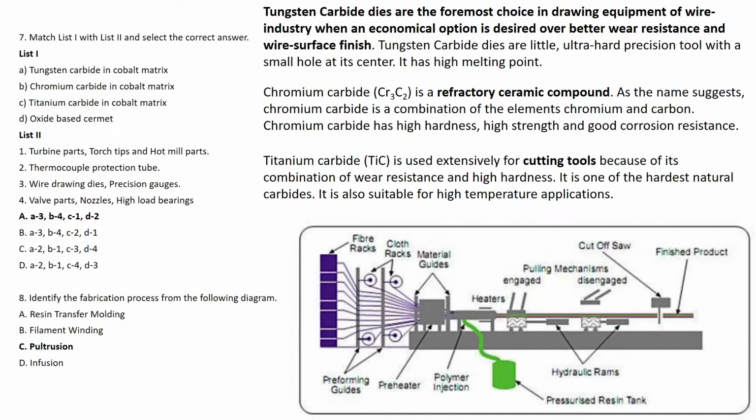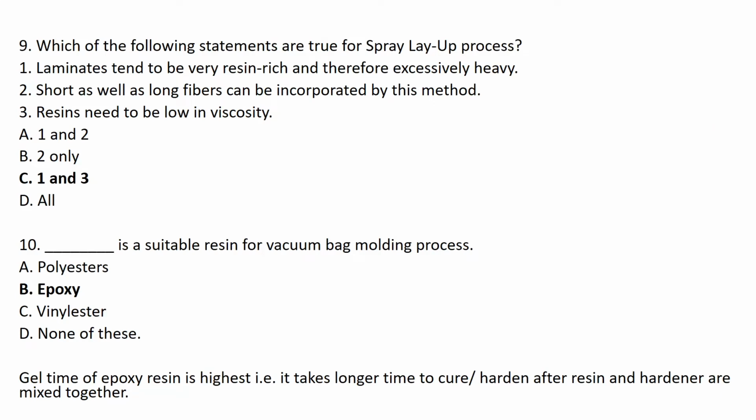So this is what pultrusion stands for, and therefore this is the pultrusion process. So which of the following is true for spray layer process? The spray layer process is one in which we place the reinforcement mats properly, and then we just spray the resin over it.